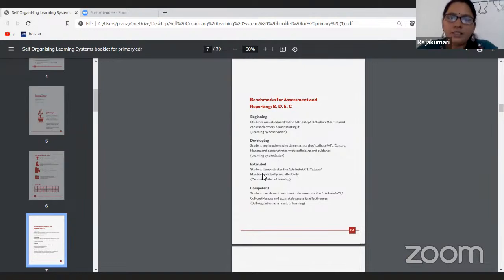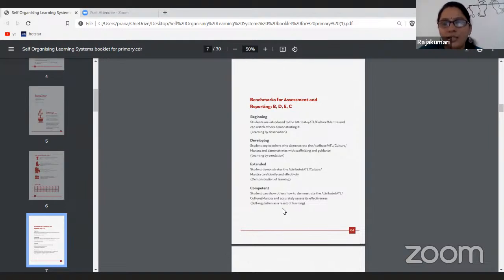That is the developing stage. Then the extended stage is where the student demonstrates the attribute, ATL, culture, mantras confidently and effectively. So all by himself or herself, the child is able to demonstrate the learning or the skills or the learner profile which is imbibed in them. They're able to demonstrate effectively. That is the extended part. Now coming to the competent stage, the student can show others how to demonstrate the attributes, ATLs, cultures, mantras, and accurately assess its effectiveness.